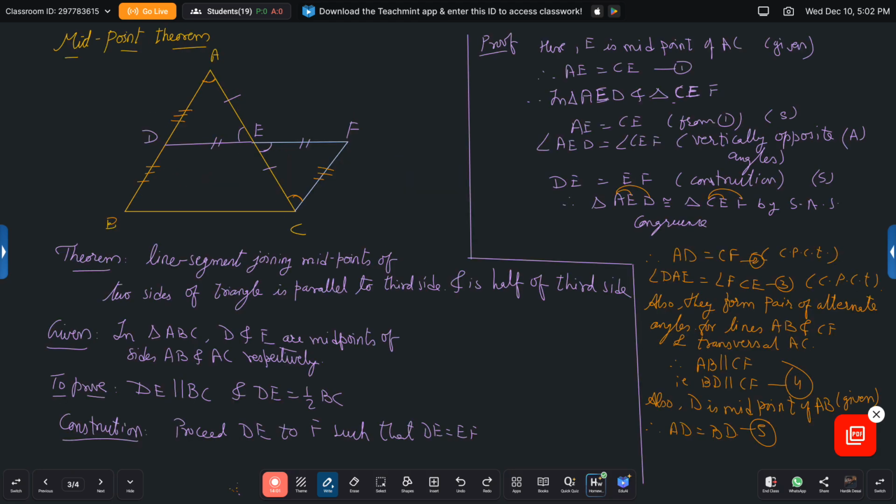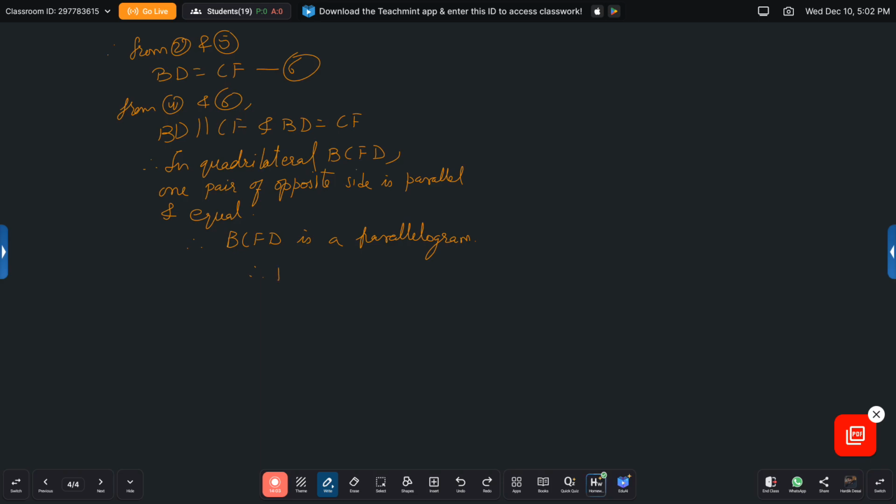Now, as this is a parallelogram, both pairs of opposite sides are parallel. So I can say that DF is parallel to BC. Therefore, DF is parallel to BC. That is, DE is parallel to BC. That makes this number 7. Why DE? Ray DE is equal to ray DF. They represent the same ray, so they are the same line. You can write that in reason also. Now you got that DE is parallel to BC.